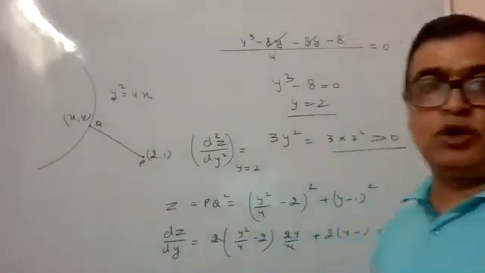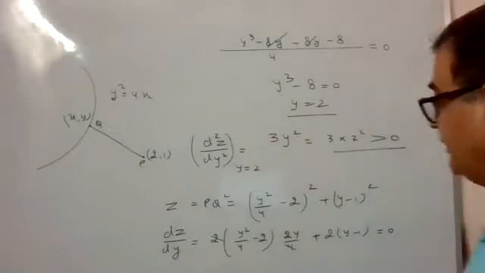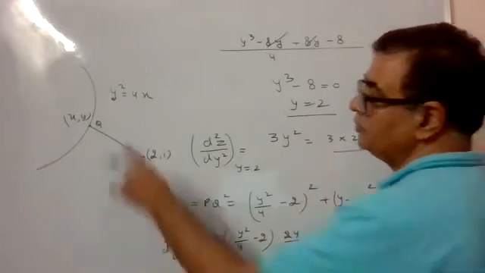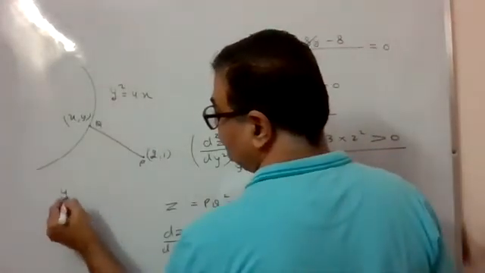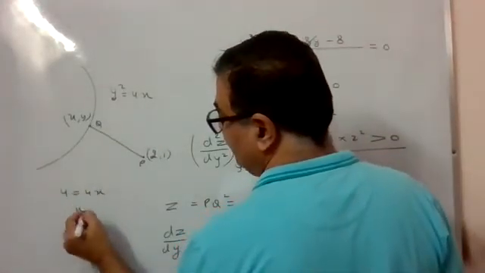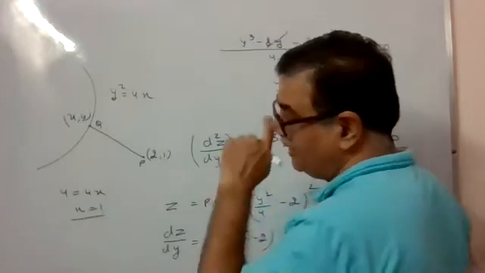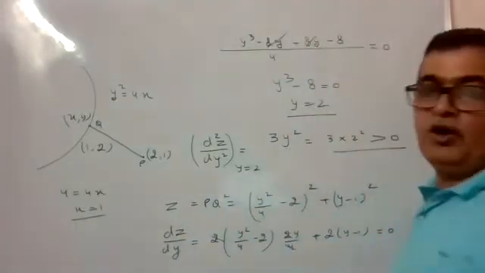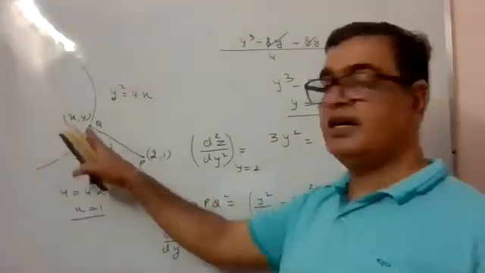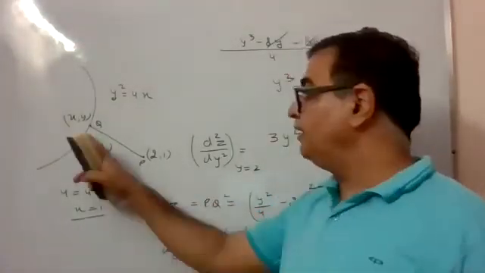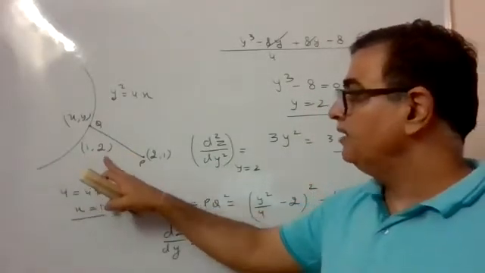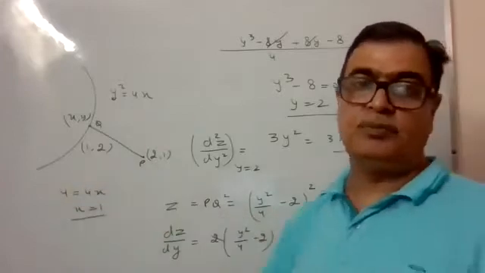Now they are asking for the point on this curve which gives the minimum length. We already know y is 2. Putting y as 2, 4 is equal to 4x, so x is 1. That means the point Q on the curve is (1, 2), which gives the minimum distance from P. So if you want PQ to be minimum, this point will be (1, 2).